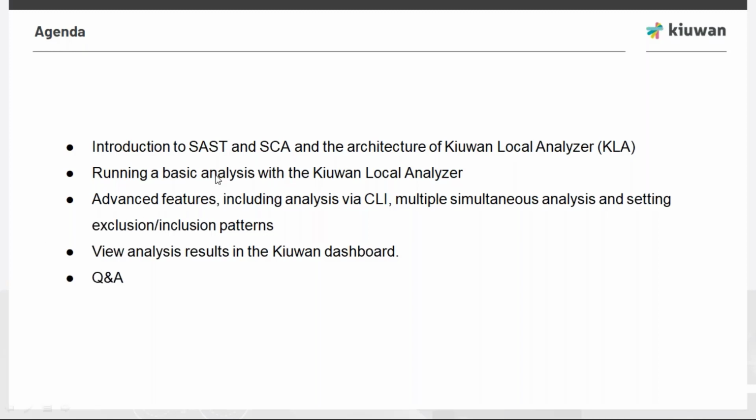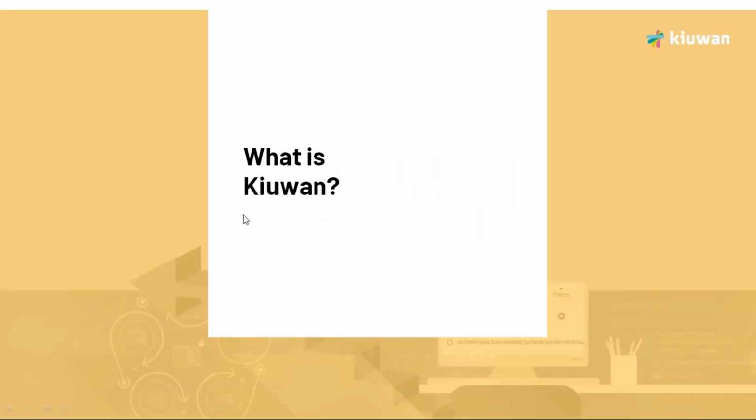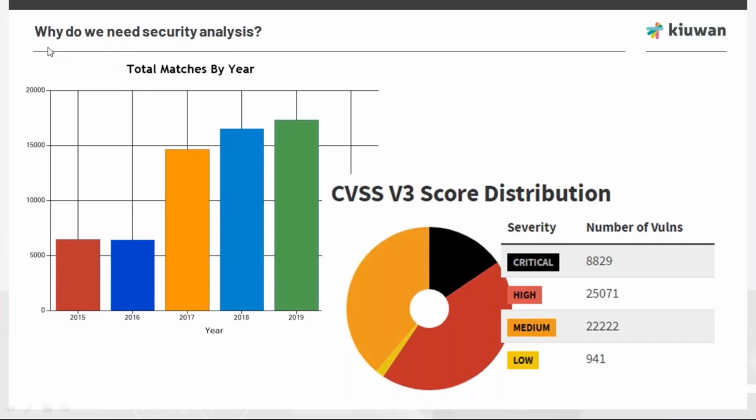Okay, so let's go. First, what is Kiuwan? Or maybe it will be better to ask this question: why do we need security analysis? As we can see here in this graph, from the NVD source, the United States database of vulnerabilities, the number of vulnerabilities has increased dramatically in recent years. We are talking about around 70,000 vulnerabilities last year. Many of them are critical or very high, so they have a big impact on our software. It's easy for a hacker to exploit these vulnerabilities, so we need to take care of them. We need to check the security of our software and detect this type of security defects.